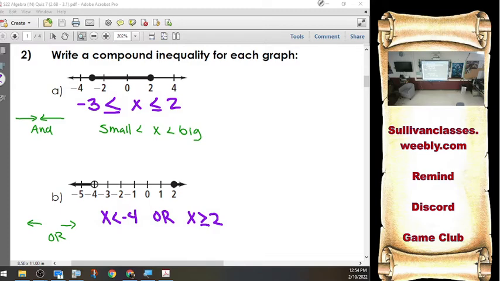Remember, and is a little more special. It's got its own special format. With and, you can't just say the two separate things and put the word and between them. It's kind of like if I say fingers up.